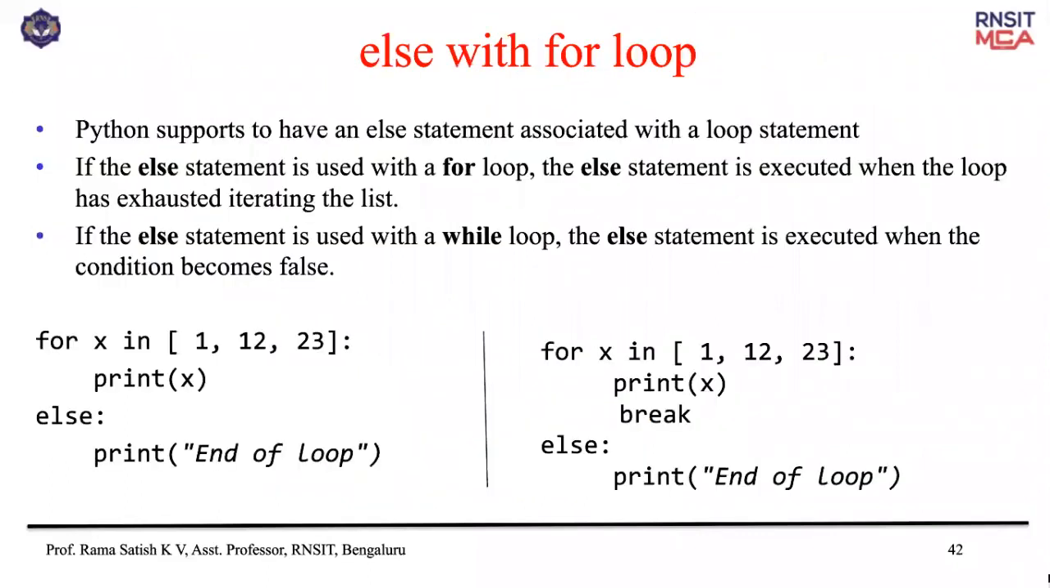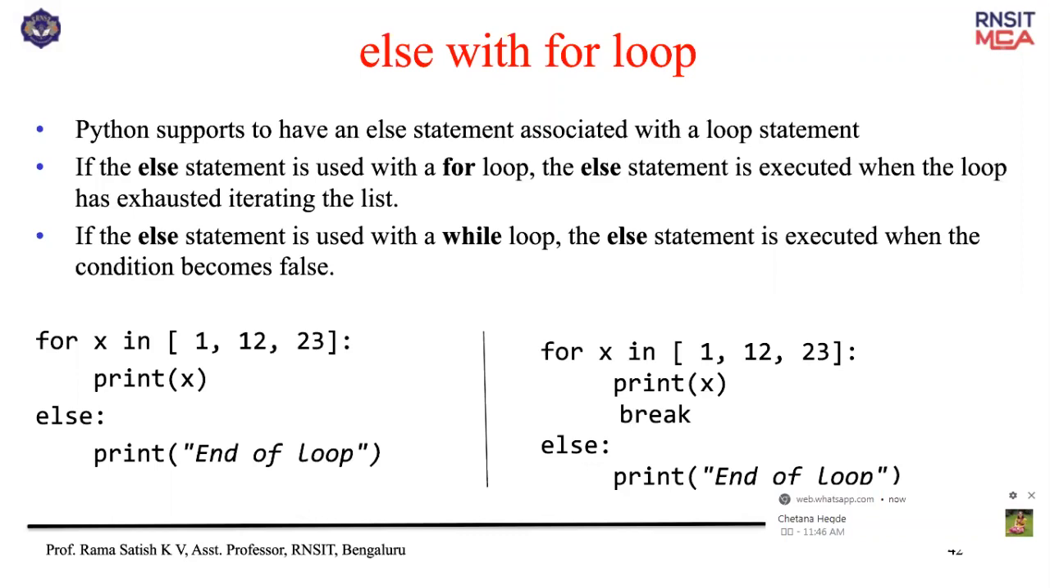Moving further, I have already shown the example here. Else with for loop. Python has a special feature, which in many ways most of you might not have experienced in other programming languages. Python is such a wonderful language which supports the else statement associated with a loop statement. That is, with the for loop, the Python else works. We have seen the else statement only with if so far.